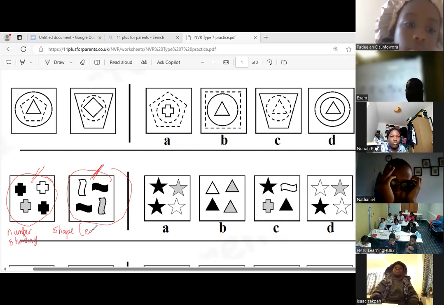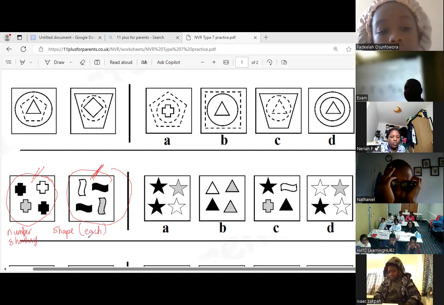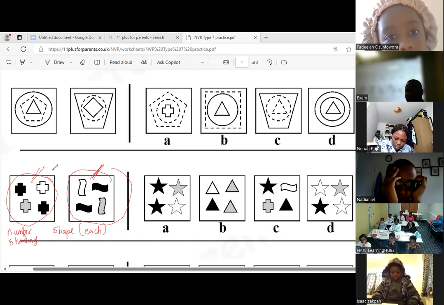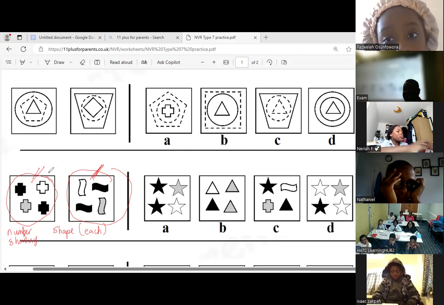Shape means each. You see, I put each in front of shape so that I know that I'm not saying that the shape that we have in the first one is the same shape that we have in the second one. It is not the same shape. It means that the first one only has the same shape and the second one only has the same shape. Do you understand what I'm saying, guys?